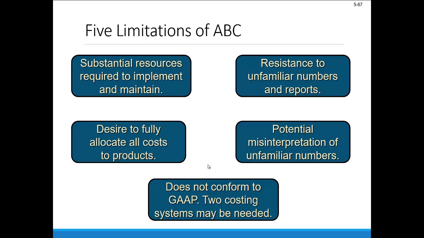And then as we mentioned, it doesn't conform to GAAP. So if we are a publicly traded company, we're going to need two costing systems, one for external reporting that is GAAP compliant. So there's the potential cost that goes into maintaining two sets of books and everything that goes with that, and it may limit the usefulness or at least the cost effectiveness of using an ABC system.